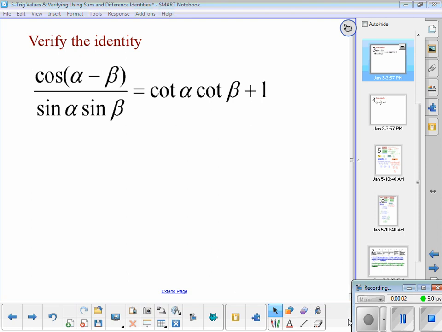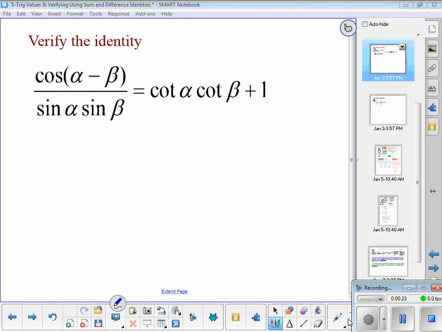Right, so today we're going to verify a couple of trig identities using sum and difference formulas. We're going to start with this one right here. And again, we need to make both sides look the same, but we can't treat it like an equation because we don't know if it's equal. So for this, I'm going to change the top on the left using our property number 9.